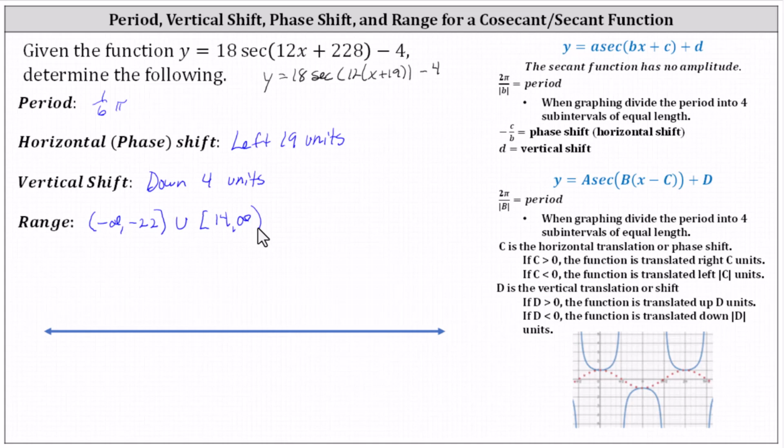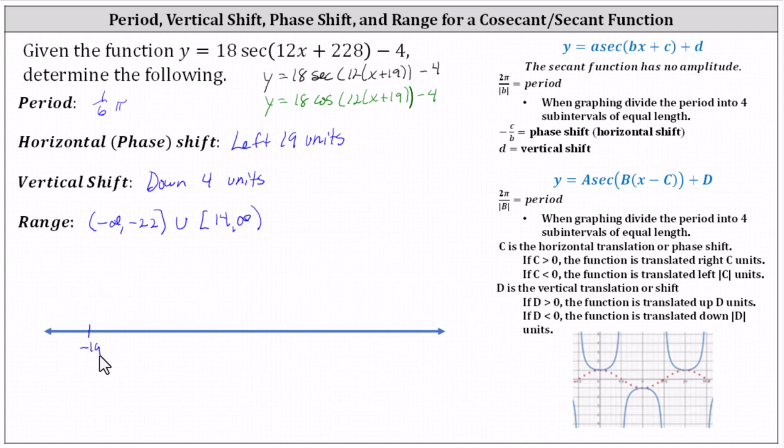So now let's focus on graphing the given secant function. Remember, when graphing a secant function, it's often helpful to sketch a related cosine function, which indicates we'll begin by graphing y equals 18 times cosine of 12 times the quantity x plus 19, minus 4. Notice for this cosine function, the amplitude is 18, and the period, horizontal shift, and vertical shift are the same as the secant function. So let's begin by graphing the cosine function, starting at x equals negative 19, because the graph is shifted left 19 units.